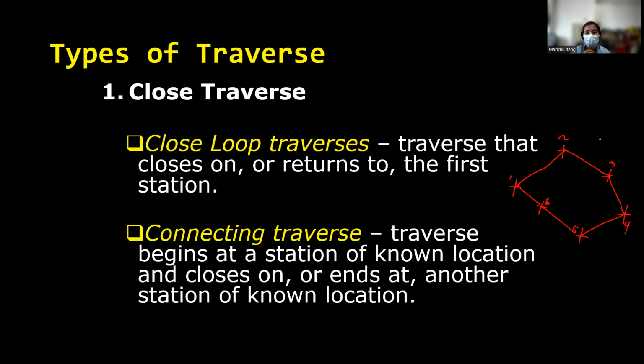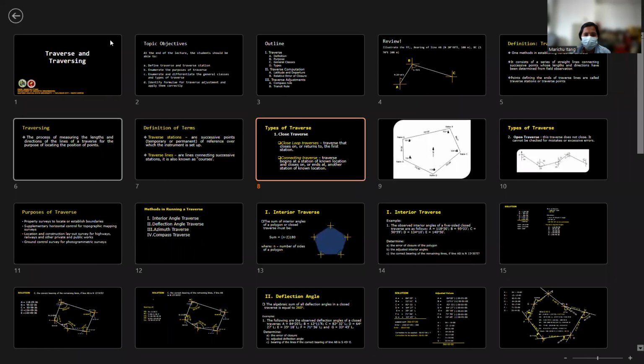Another type of closed traverse is a traverse that begins at a station of known location and closes on and ends at another station of known location. So let's say, for example, we have a monument. Its x and y coordinates are 500 and 500. And then you have another one here, sorry.